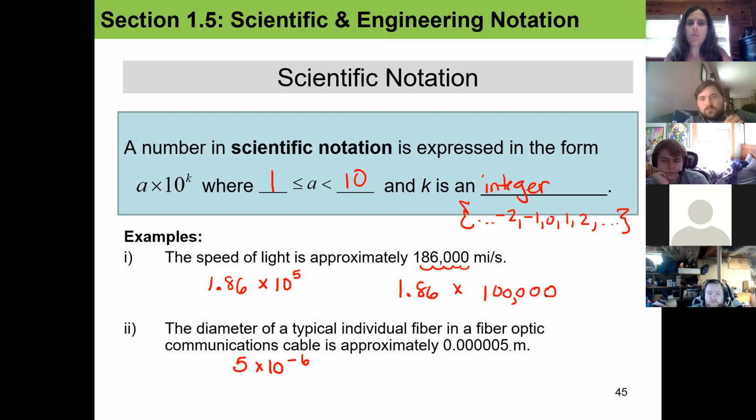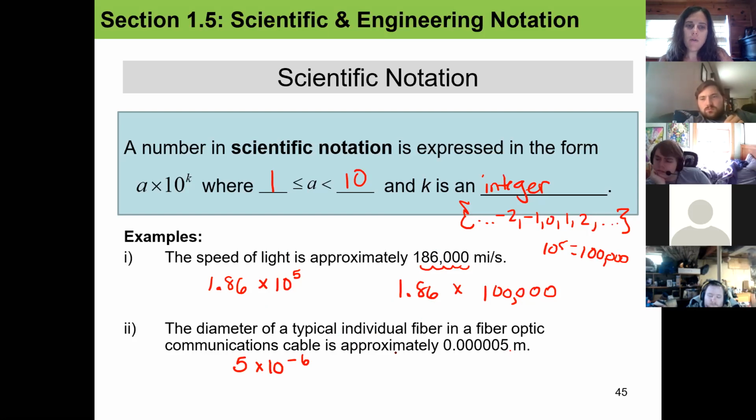Okay, so if I multiplied 1.86 times 100,000, because that's what 10 to the 5th is, I would get 186,000. But we don't want to write all those zeros either. So we're writing it as 10 to the 5th power. Same thing down here, same idea here.